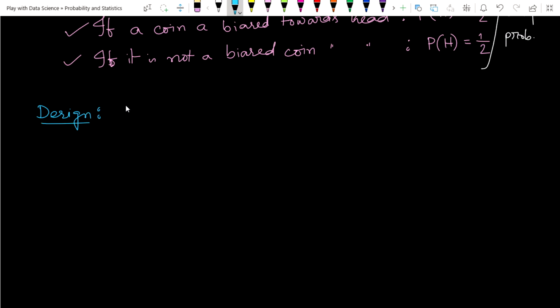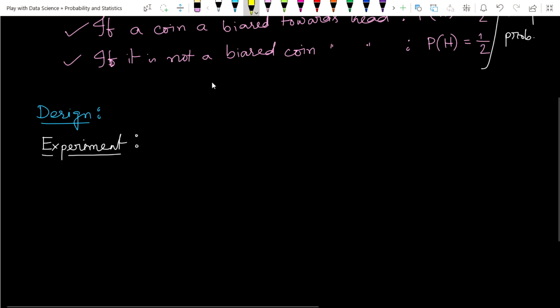First, the experiment that we are going to do here. Let's try to understand how this experiment is designed. We have to flip the coin. We will flip the given coin. Suppose we flip the coin 5 times.